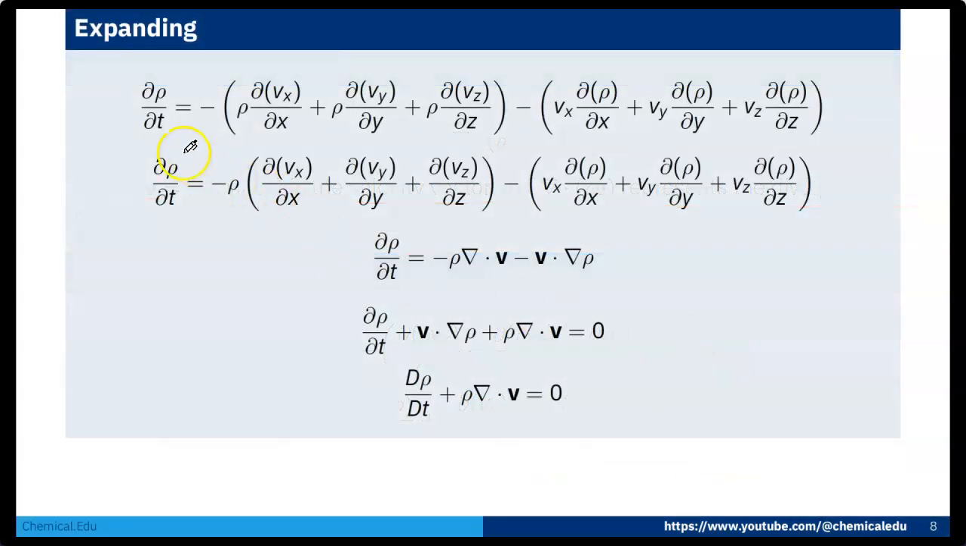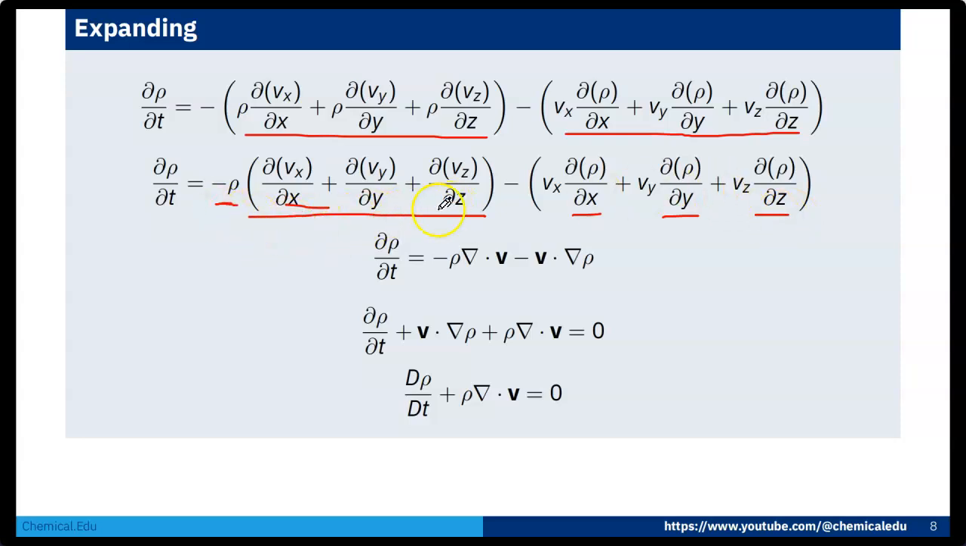Now if we segregate the rho term and the velocity component term, if I take rho common, we'll get partial derivative of Vx with respect to x, partial derivative of Vy with respect to y, partial derivative of Vz with respect to z. And the other part we'll get is Vx times partial derivative of rho with respect to x, Vy times partial derivative of rho with respect to y, and Vz times partial derivative of rho with respect to z.